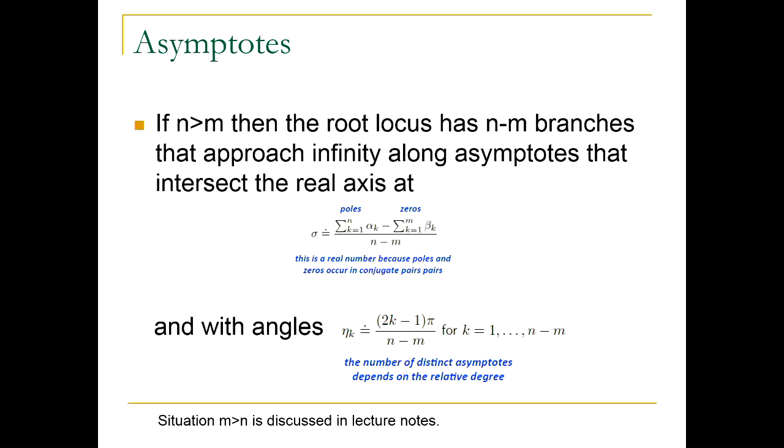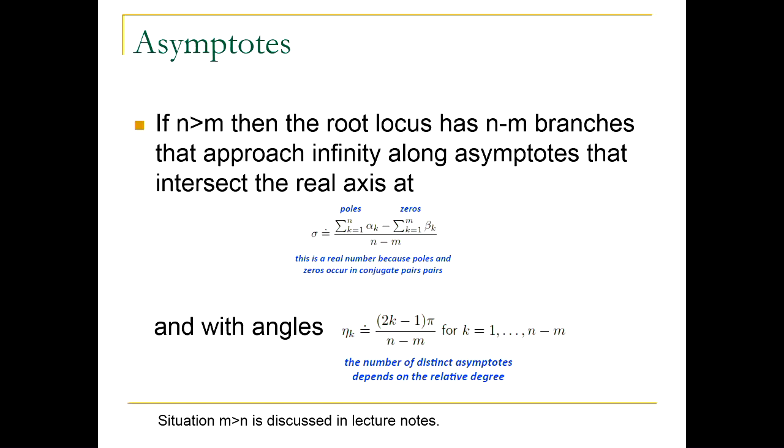And then the angles are given here. There will be n minus m asymptotes. In this example, we said there are 3 poles and 1 zero. There are 3 branches. One branch would end up in the zero, and then we are left with 2 branches that would end up at infinity. So the number of asymptotes is really the difference between n and m. I'm assuming that there are more poles than zeros.